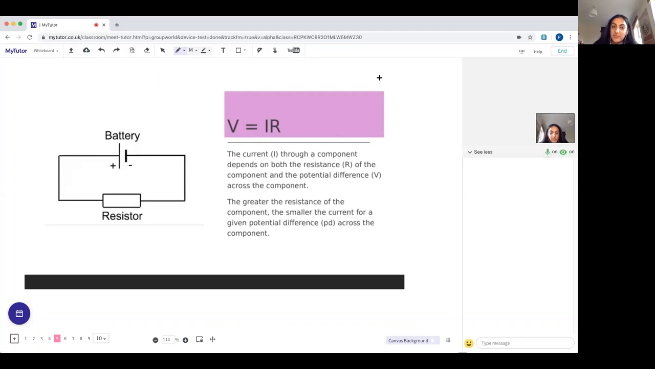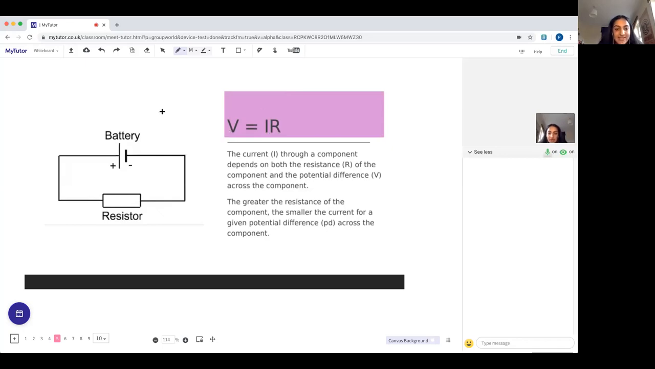So you can see that we've got lots and lots of different forms of resistance that can happen in a circuit. So it's really important to remember this equation, V equals IR. You might have also heard it called Ohm's law. Now, the way that this equation works is that if the resistance goes up, so the greater the resistance of the component, the smaller the current will be for a given potential difference.